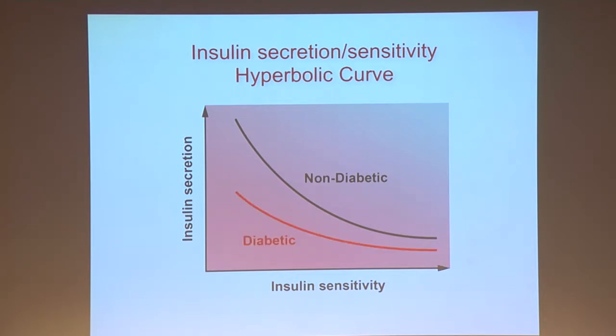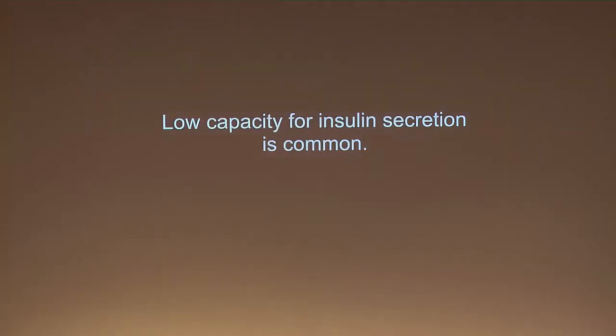Where you become diabetic is where you dial down your insulin sensitivity and you're not dialing up your insulin secretion. That gap is what makes you become diabetic. And that's what happens to people who become diabetic. So they're insulin insensitive, but they can't compensate for that. They can't secrete insulin properly. So this means that the low capacity for insulin secretion is pretty common. And again, it poses a question, why is it common? I'd be curious to know what people think about that, and maybe we can discuss that later.